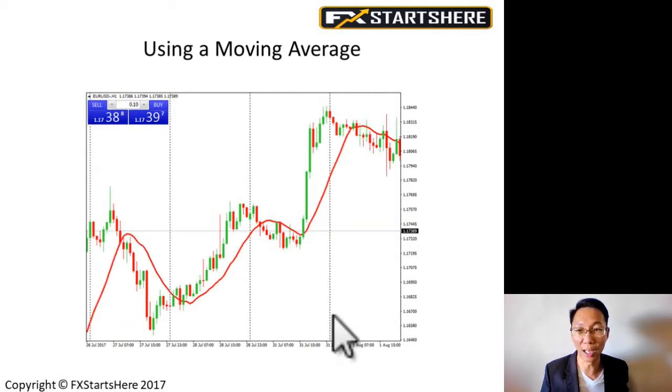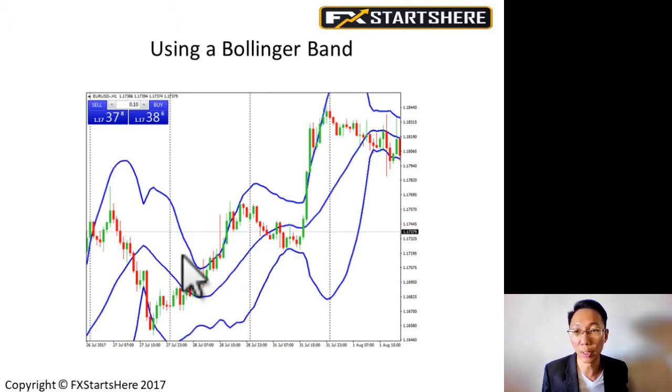Another way some people identify trends is using an indicator called a moving average. If the moving average is moving upwards, then it's an uptrend. If it's moving downwards, then it's a downtrend. Straightforward again. And then some people use Bollinger Bands. They say if the price is in the lower portion of the Bollinger Band, most likely it's a downtrend. If it's in the upper region of the Bollinger Band, it's an uptrend. Reasonable.